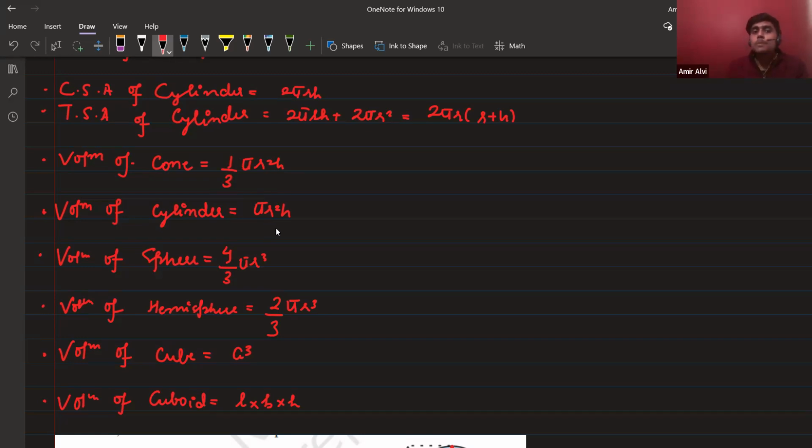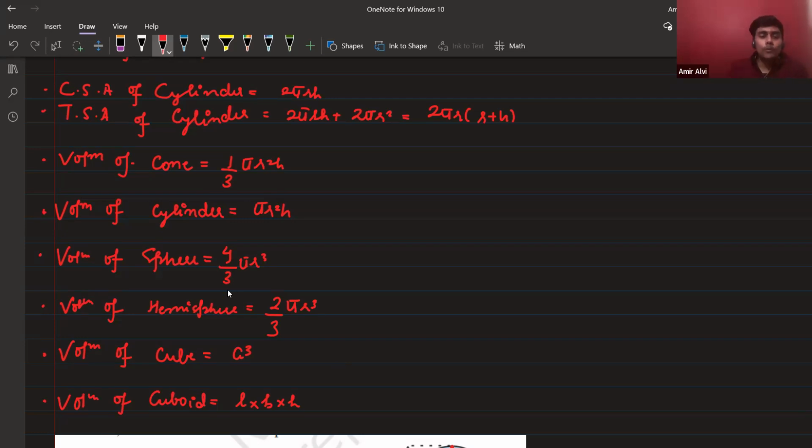Volume of cylinder is pi r square h. Basically, if you remove this 1 by 3 factor, the volume of cone will become the volume of cylinder. Clear? The difference between volume of cone and volume of cylinder is 1 by 3. In volume of cone, 1 by 3 is there, but in cylinder, there is no fraction. Clear?